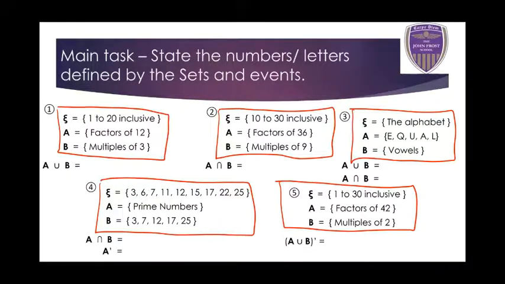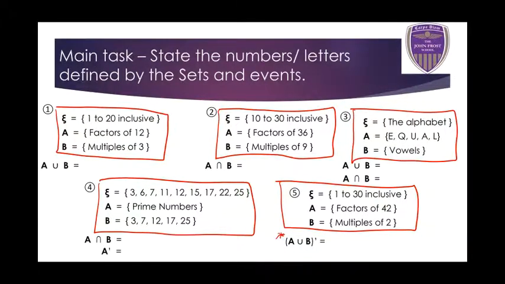Feel free to go back in the video to remind yourself what A union B and A intersect B looks like, okay? And watch out for question 5, because it is that wild card event that I described earlier on, okay? So pause the video and have a go. And here are the answers.